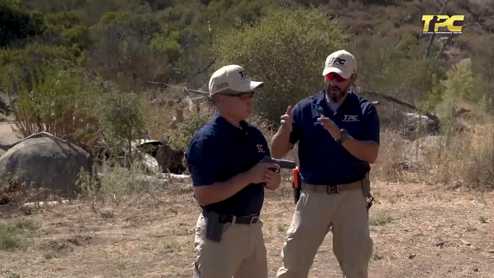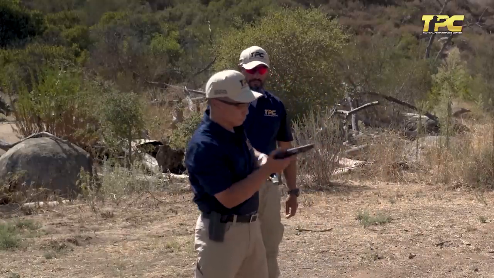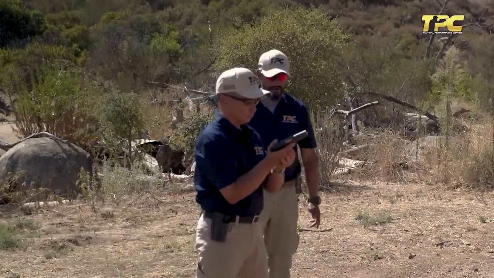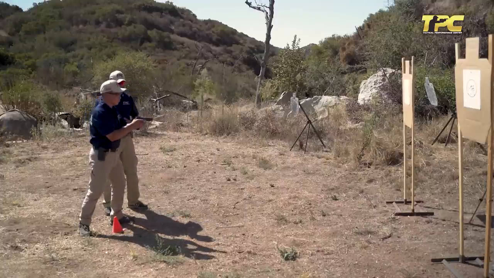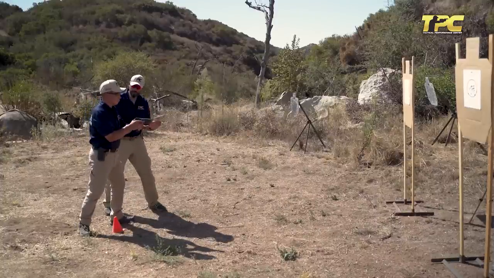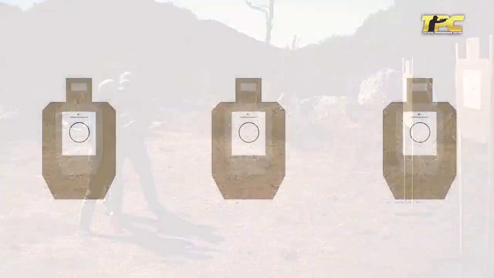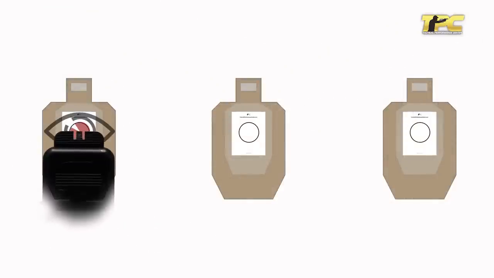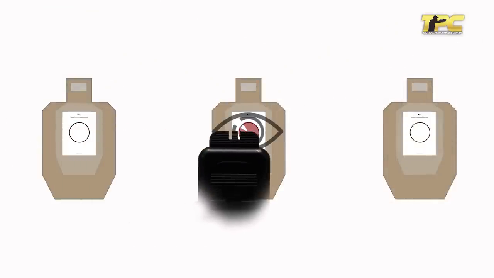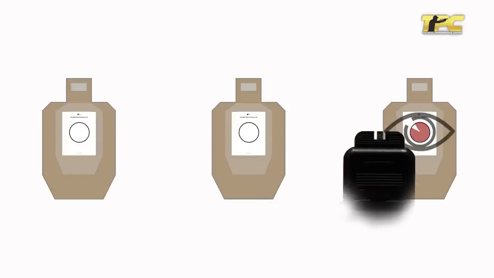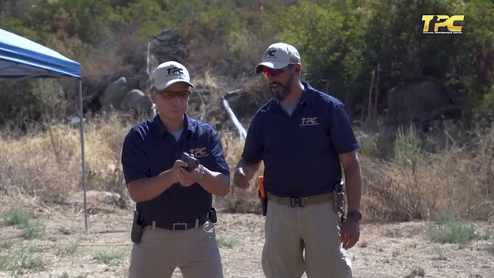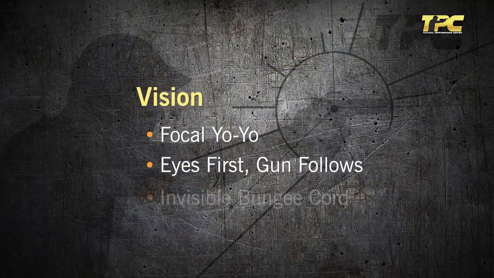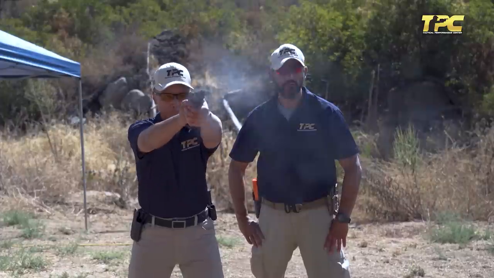Now let's go and load a gun. Make ready, we'll go to the live fire exercise. Three times left to right, three times right to left, applying the first two key points, focal yo-yo and eyes first, sights follow, but right now we'll focus on our main mission, which is to always keep those sights in the peripheral vision. They're attached with an invisible bungee cord to your vision. And go!